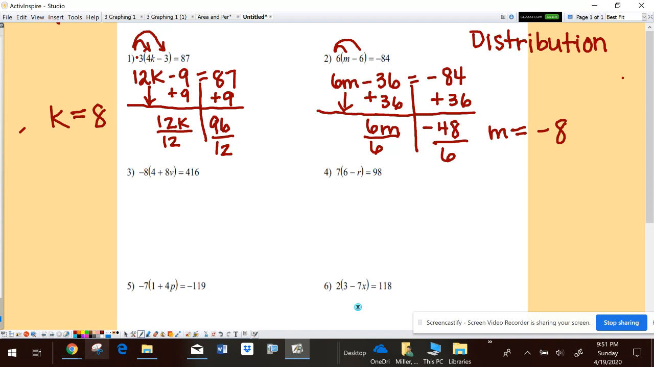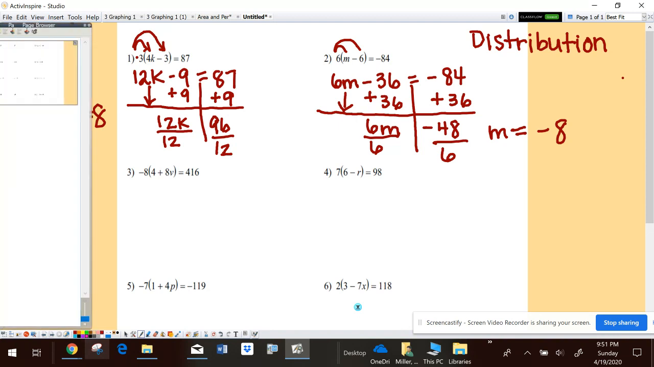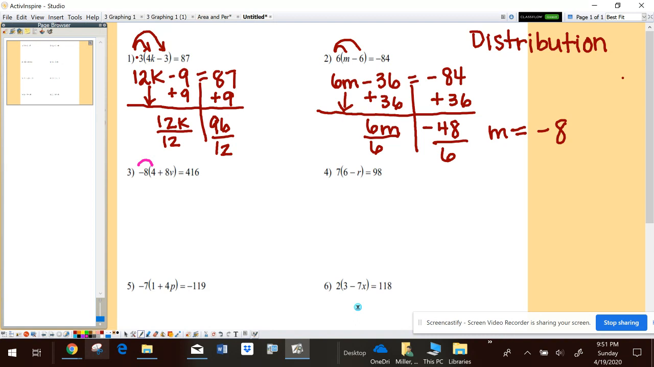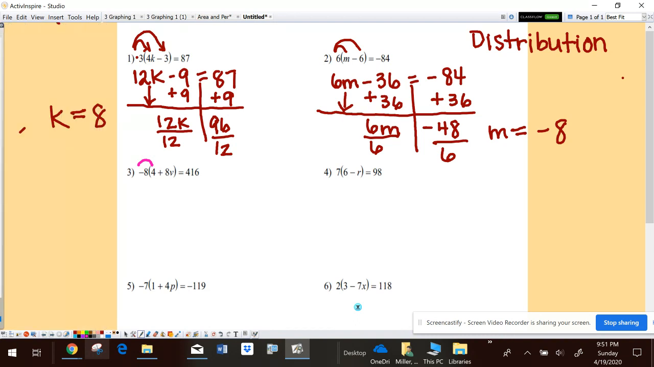So the first thing I need to do is draw my arrows from negative 8 to 4. So what is negative 8 times 4? It's negative 32. And then negative 8 times positive 8v is going to give me, it's not going to give me a positive, Miss Miller. It's going to give me negative 64b. And then I'm going to bring down my 416.